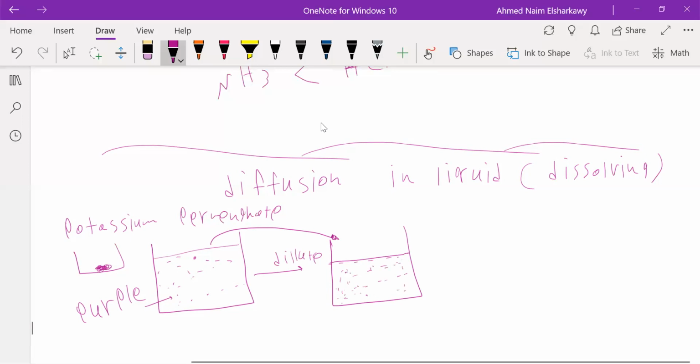What will happen if you take a drop from here and put it here? The color will start to change from what to what? It will start to change from colorless, the color of water, into pink. Sorry, I think I wrote it wrong here. It is not purple, it is pink.